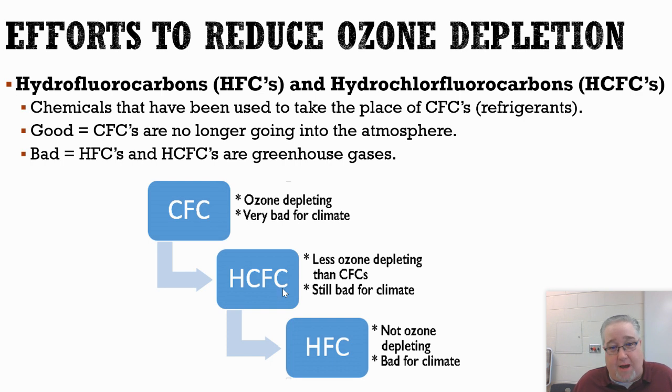This chart here shows CFCs, which are ozone depleting chemicals. These are the ones that have been banned by the Montreal Protocol, and we've replaced them with these two things, which are less ozone depleting. HFCs are not ozone depleting at all, but they're still bad for the climate because they are greenhouse gases.